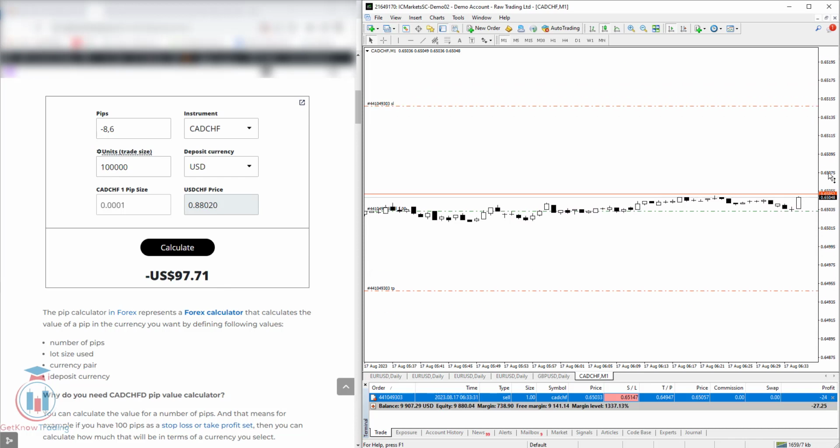Select the number of pips, change the entry and also the stop loss and take profit levels so that they are in line with your risk management. This is how to use this Pip value calculator for the Canadian dollar against CHF.